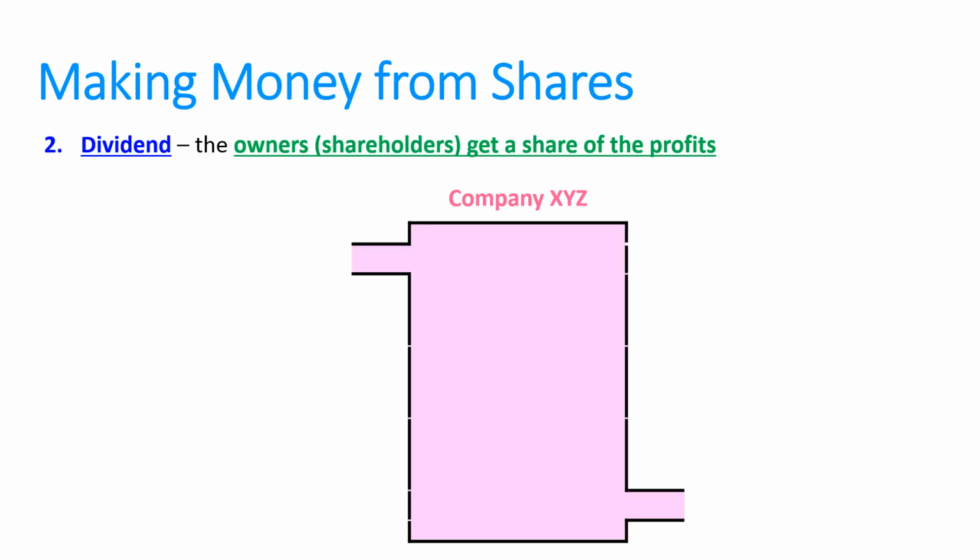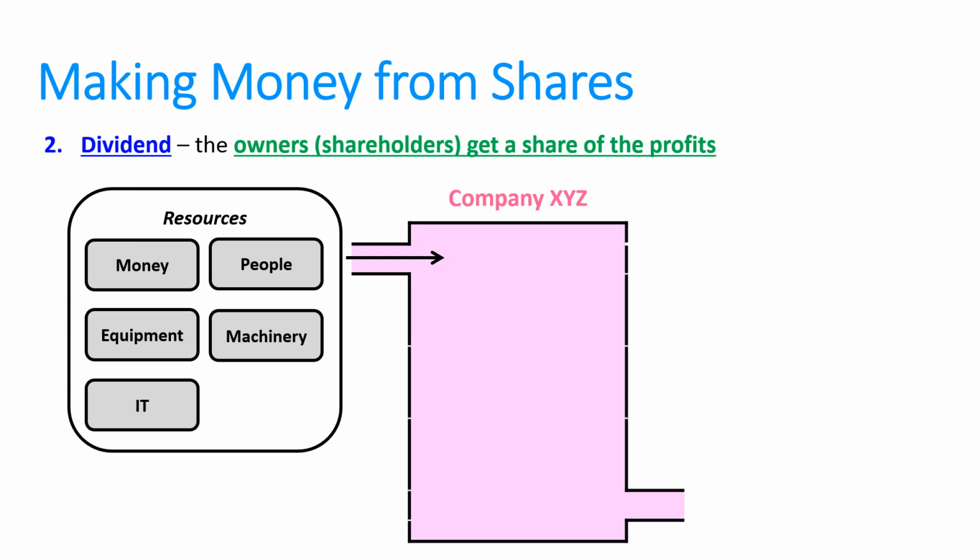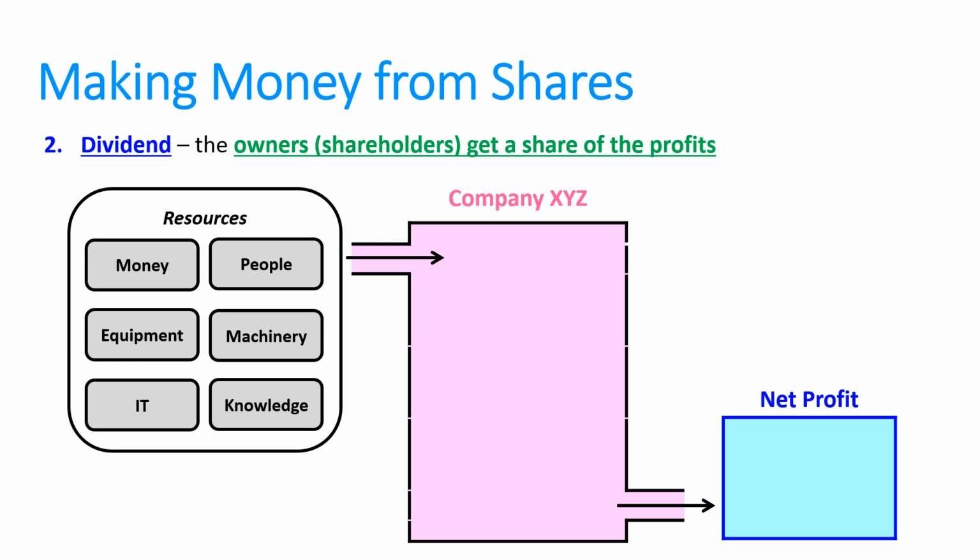Now, we call that drawings in Year 12 accounting, but basically what happens is during the year the business puts in a whole bunch of resources: money, people, equipment, machinery, IT, knowledge and expertise. They put all those things into the company, and then at the end of the year it spits out a net profit. What's a little bit different than what we do in Year 12 accounting is that not all of the net profit goes to the owner. It depends on what the company wants to do.